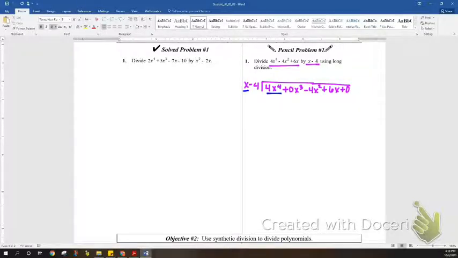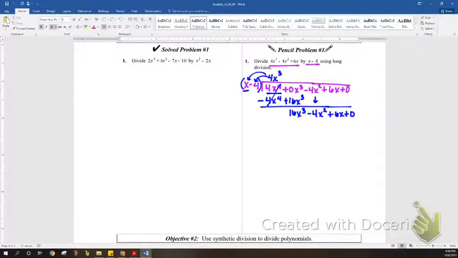Alright, so remember we said that when we're dividing, we divide our first term. So 4x to the 4th divided by x is 4x cubed. And then when we multiply, we multiply to everything outside here. So this 4x cubed is going to go to both of these. So 4x cubed times x is 4x to the 4th. And 4x cubed times negative 4 is negative 16x cubed. Then we're going to subtract, which means we're going to change the signs. Those should always cancel. So we have 16x cubed. And then remember we're going to bring down what's left. Bring down the rest. So minus 4x squared plus 6x plus 0.